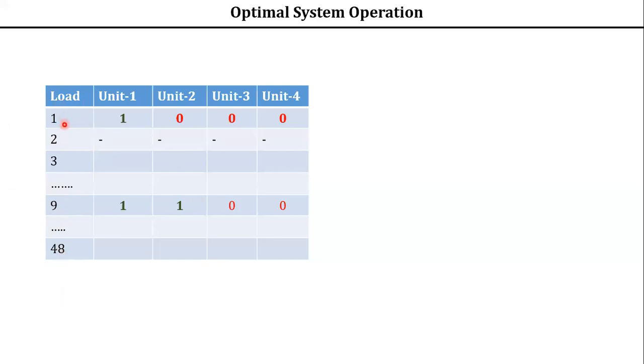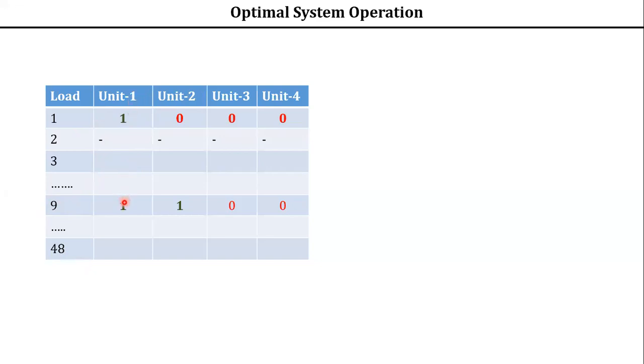For a load of 1 megawatt, maybe unit 1 alone will supply it, isn't it? How are we going to operate? Obviously, by engineering judgment, you can say only 1 unit you can operate, not more than 1 unit, it is not economical. This is just by common sense: unit 1 will be operated for smaller loads. And we have done it for 9. What is the optimal combination we got for 9? Unit 1 and 2, isn't it? We have explained that. For 9 megawatt, we got unit 2 and unit 1.